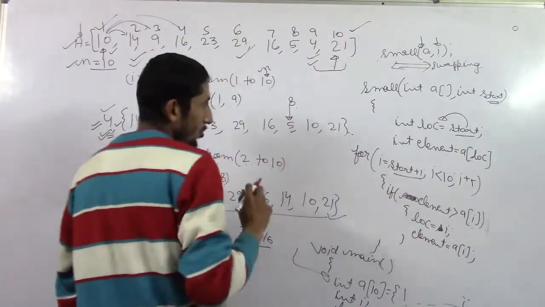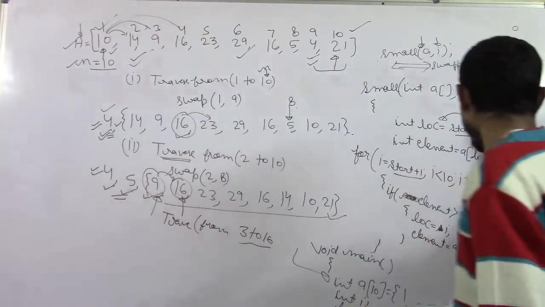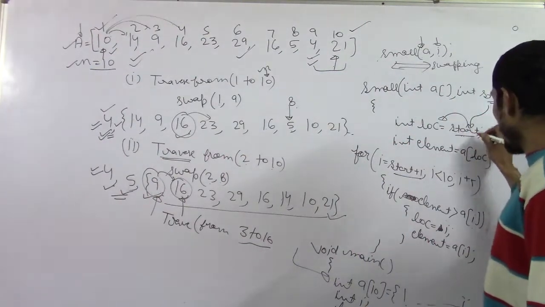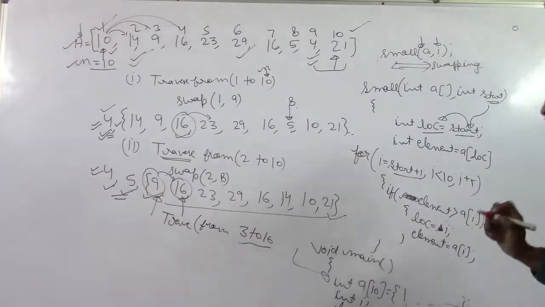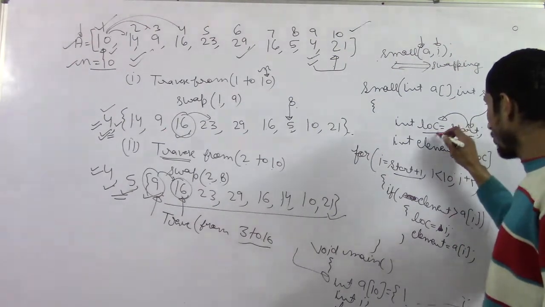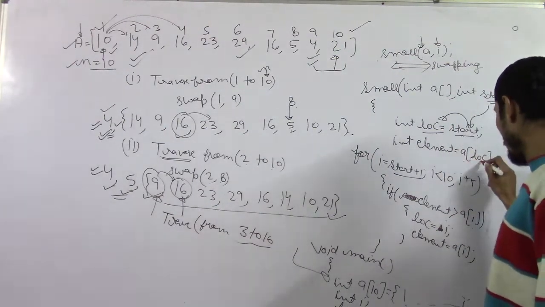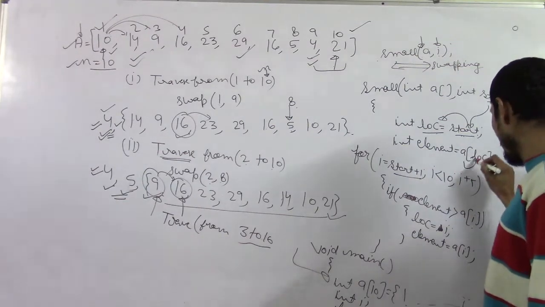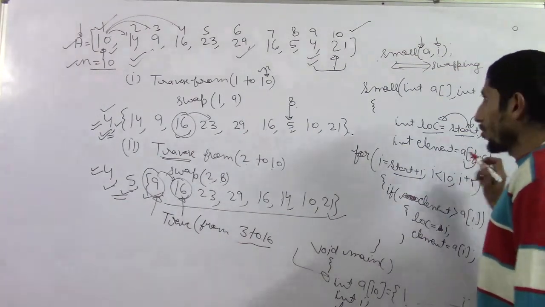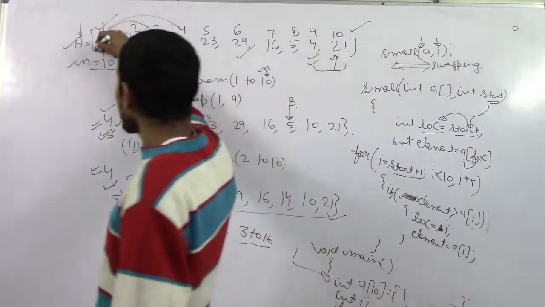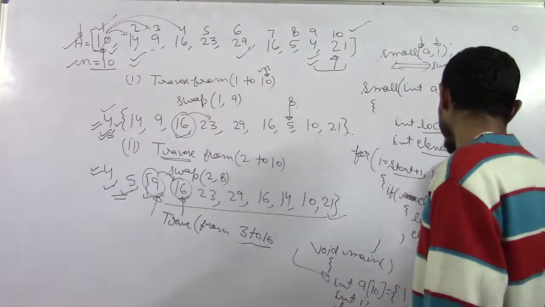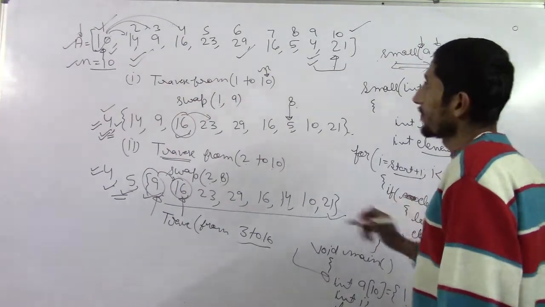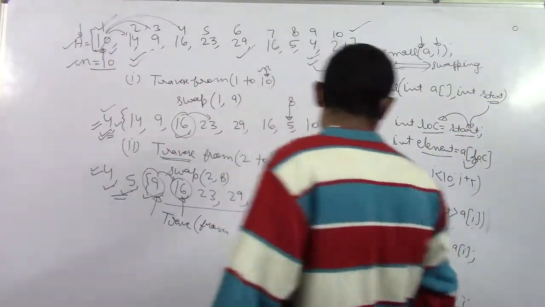So let me explain to you. The value of start is 0, so LOC becomes 0. So what is the meaning of LOC? I am assuming that the smallest element is at location 0, and a of LOC becomes a of 0. So what is a of 0? a of 0 is 10. Okay, a of 0 is 10. So in this case, the value of element becomes 10. Are you following this?